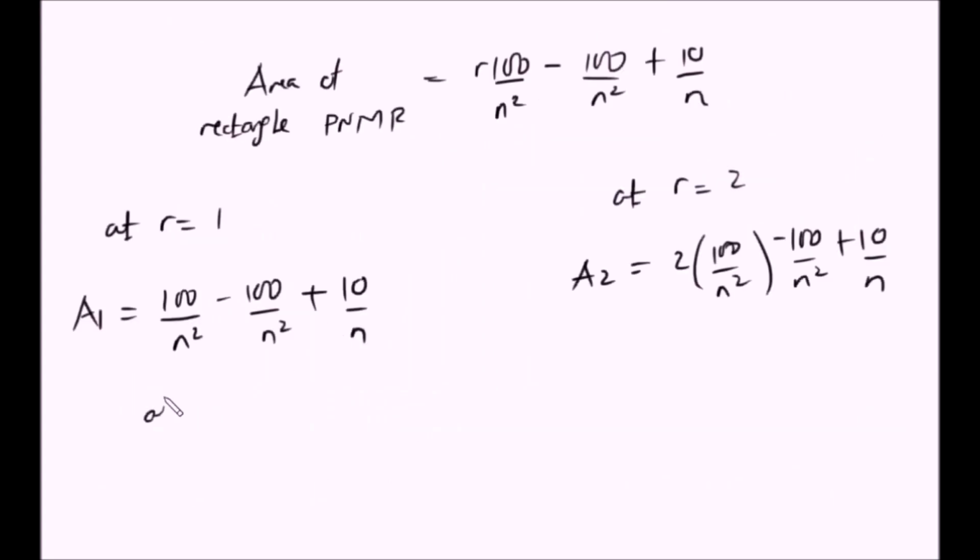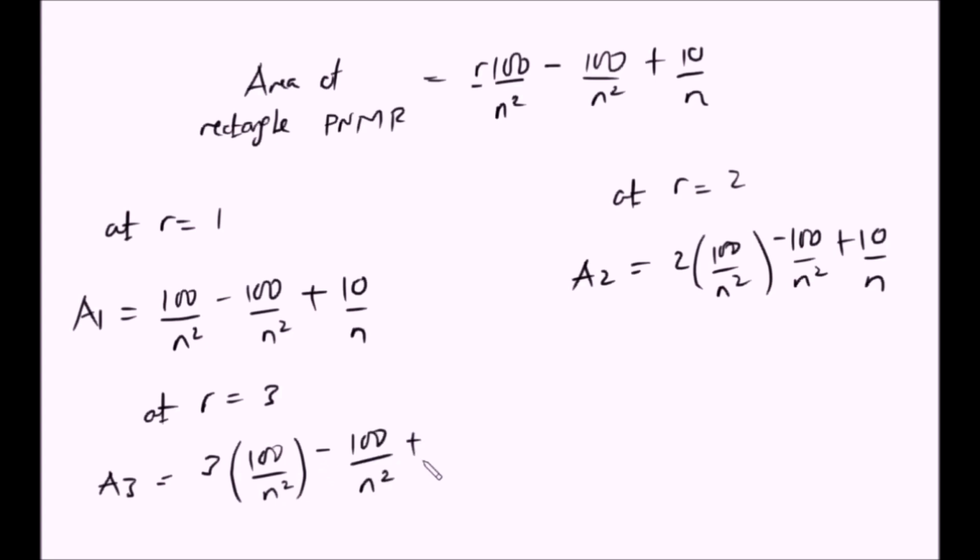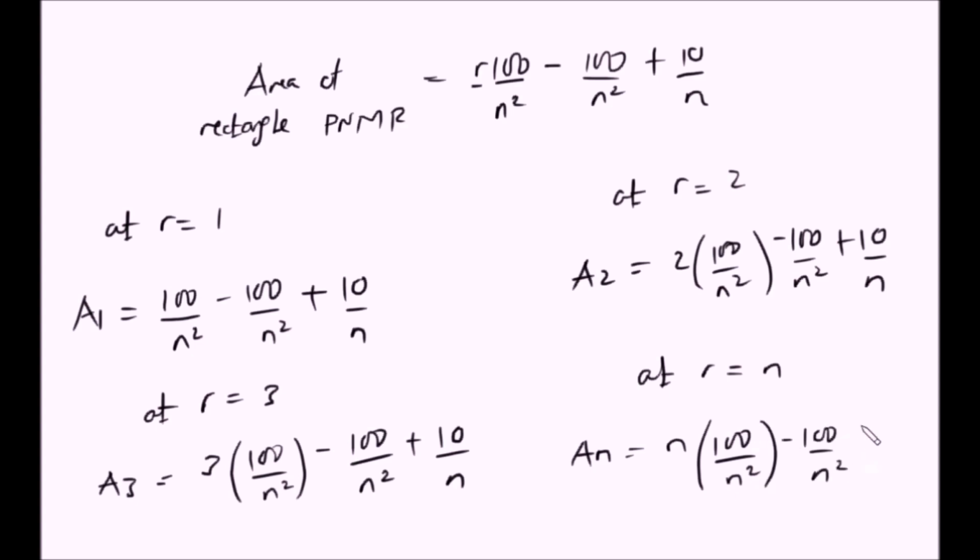So at R equal to 3 is the area of the third rectangle, which is A3 equal to 3 times 100. We see here R is 3. So we will continue like that. Remember, n is the number of rectangles. So the very last rectangle is n, which is n times 100 over n squared plus 10 over n. So this one is the final rectangle. So there is the area of the first rectangle, second rectangle, third rectangle. The fourth rectangle will have 4, the fifth rectangle will have 5. The rectangles are many, up to n at the end.